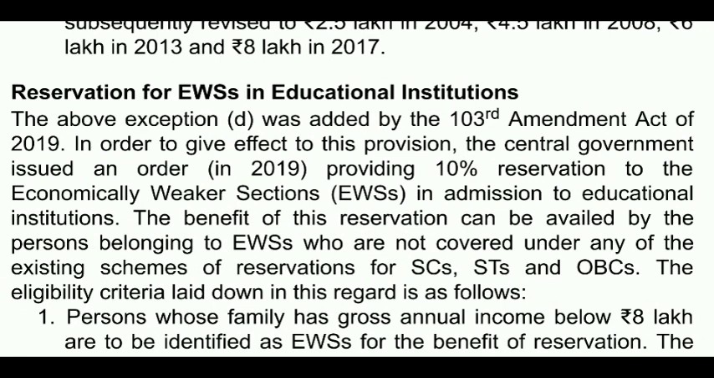The above exception was added by the 103rd Amendment Act of 2019. In order to give effect to this provision, the central government issued an order in 2019 providing 10% reservation to the economically weaker sections in admission to educational institutions. The benefit of this reservation can be availed by the persons belonging to EWSs who are not covered under any of the existing schemes of reservations for SCs, STs, and OBCs. The eligibility criteria laid down in this regard is as follows.